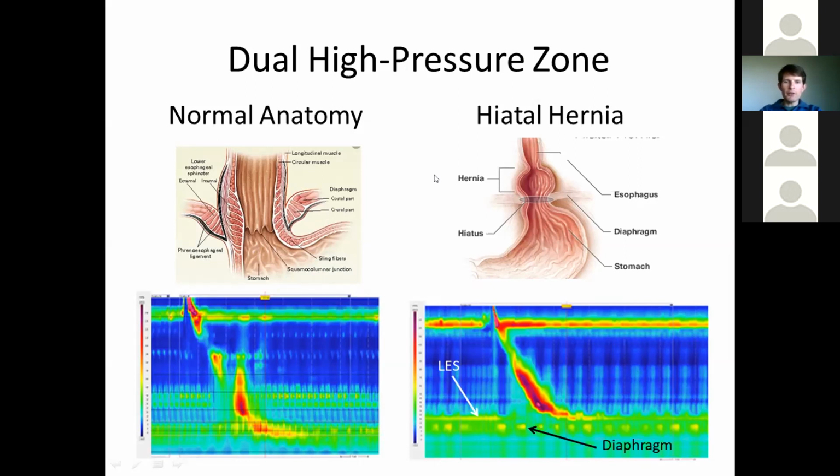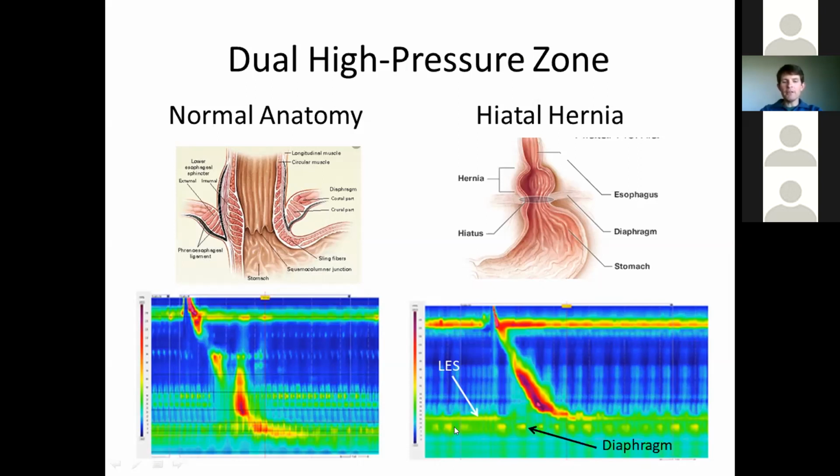In the situation where you have a hiatal hernia, the gastroesophageal junction is actually located above the diaphragm, above the esophageal hiatus. And so you should see two different points of high pressure, or this dual high pressure zone. One where the LES is pressing on the manometry catheter, and then one where the diaphragm is pressing on it. And that's represented in the manometry below that image, where you have the lower esophageal sphincter cruising along at its resting pressure, and then with the initiation of the swallow, you have relaxation.